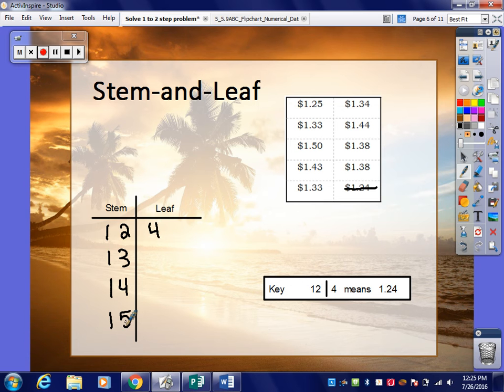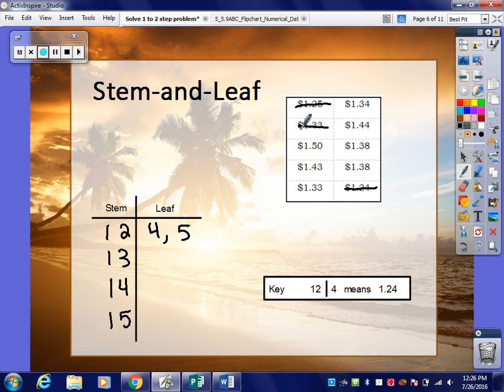Do you have anything else that is $1.20? So what you're going to do is just put 5 here. So this is $1.24, $1.25. These are two different numbers. Do you have anything else that's in the $1.20? No. So now we're going to look at the $1.30.